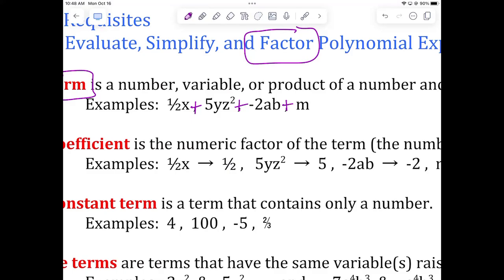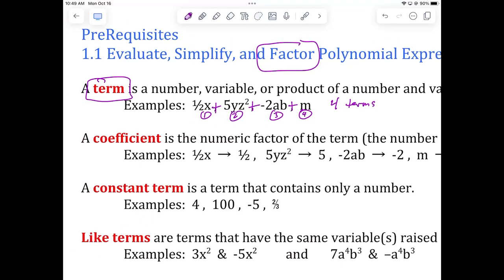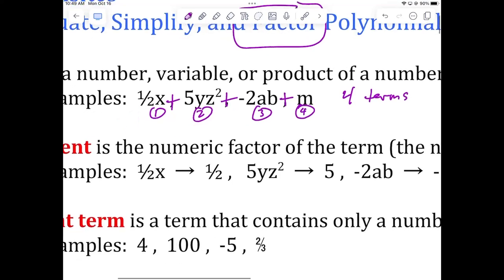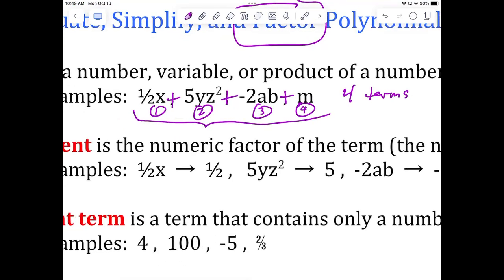That would be how many terms in that expression? 1, 2, 3, 4 terms, right? You've got the first one, the second one, the third one, and the fourth one. They're separated by plus or minus signs. By the way, this is what's called a mathematical expression. An expression is just a collection of terms and factors. So that's what a term is.